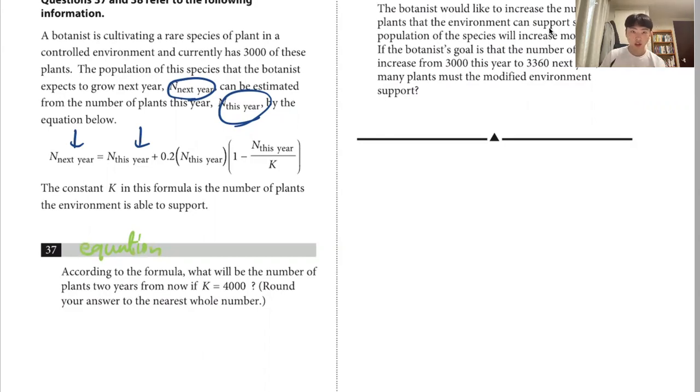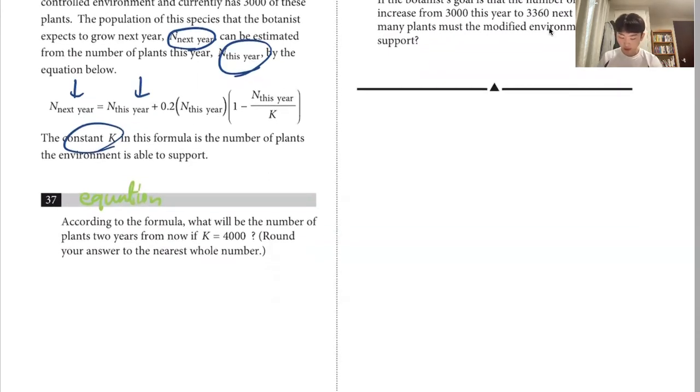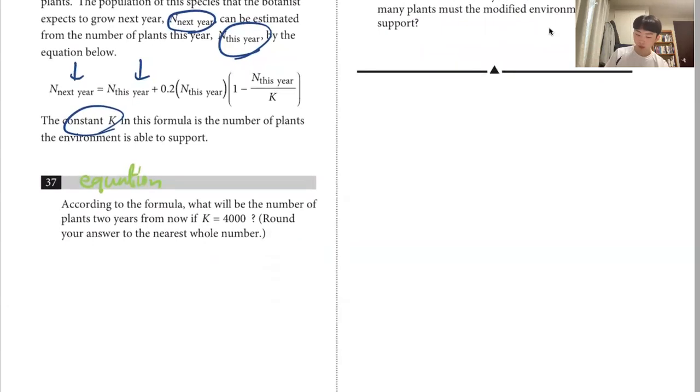The constant k in this formula is the number of plants the environment is able to support. So k is just a constant number. According to the formula, what will be the number of plants 2 years from now if k is 4,000? We know that k is 4,000 and we have to know the number of plants 2 years from now.